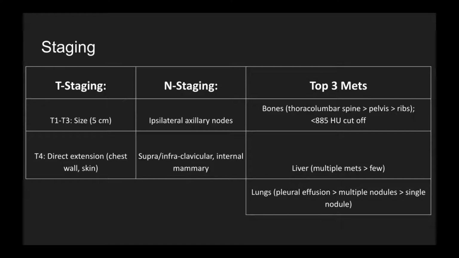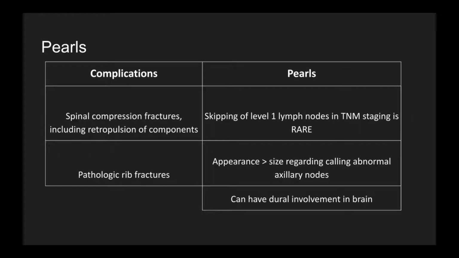You have to look to make sure that this is a true cancer staging study and not a reevaluation of sclerotic metastatic lesions. Next thing to think about is the liver, where multiple metastatic deposits are more common than just a few. And then in the lungs, where pleural effusion is more common than multiple nodes versus a single node. Next, let's talk about complications and pearls.